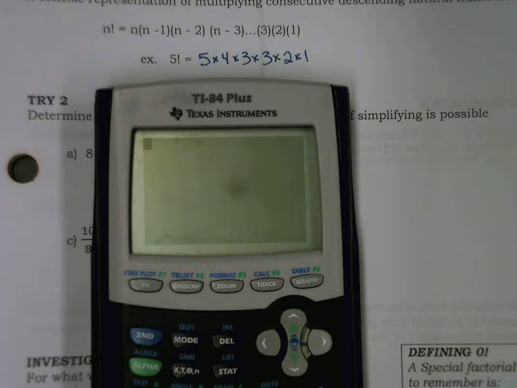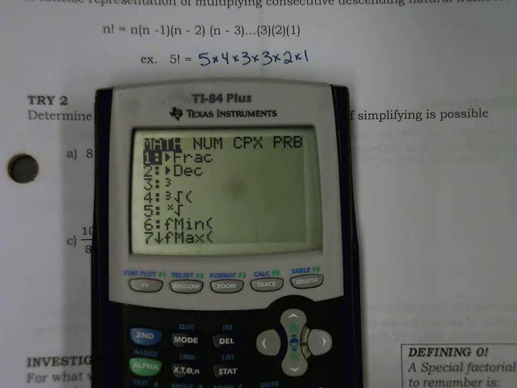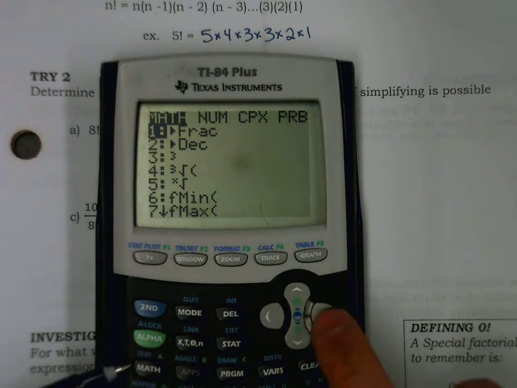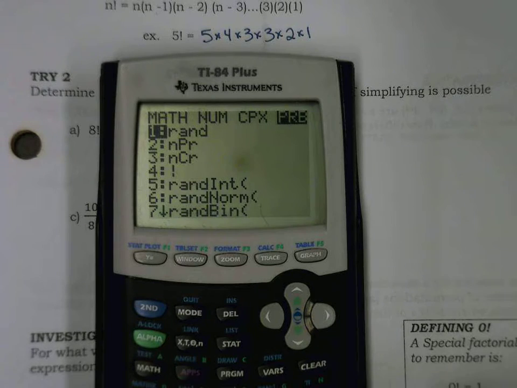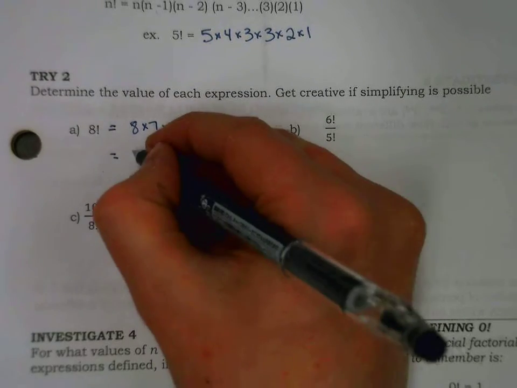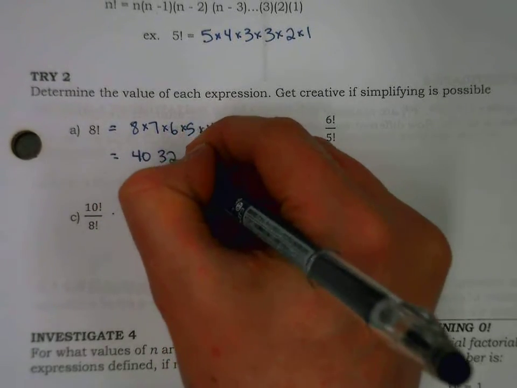If you press 8 followed by the math button on the left, and go to the right where it says PRB, down to number 4 which says factorial, not exclamation mark. In math, that's factorial. And if you make it say 8 factorial, it's going to manually calculate 8 times 7 times 6 times 5 times 4 times 3 times 2 times 1, or 40,320.